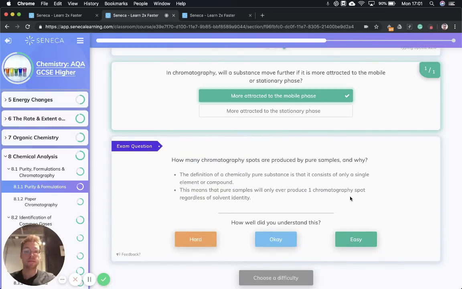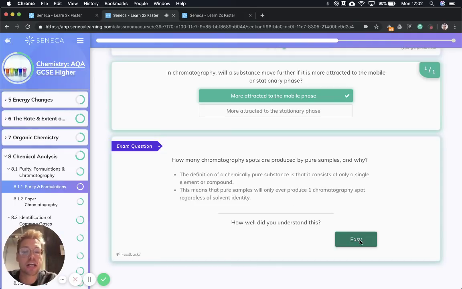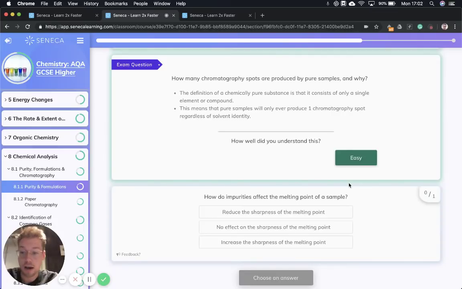So it will be just a single spot. And this is because the definition of a chemically pure substance is that it consists of only a single element or compound. This means that pure samples will only ever produce one chromatography spot, regardless of solvent identity. Can you believe it? Look at us bringing together everything that we've covered so far in one nice little exam question.